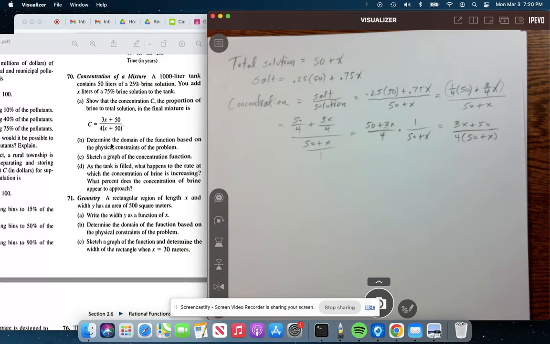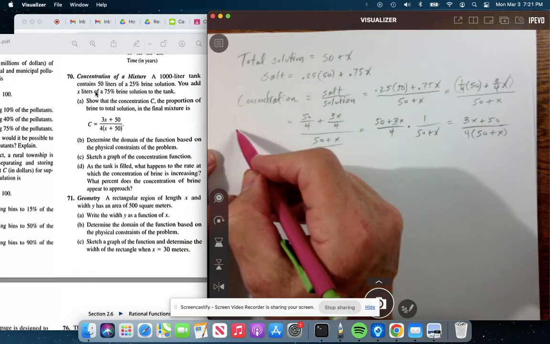Here then it says determine the domain of the function based on the physical constraints of the problem. All right. So common sense tells me it's a 1,000-liter tank and you've already got 50 liters in there. So if x is the amount you add, how much can you add? Well, the most you can add is 950 liters, right? And the least you could add is 0. So that means, I guess, this is part A here.